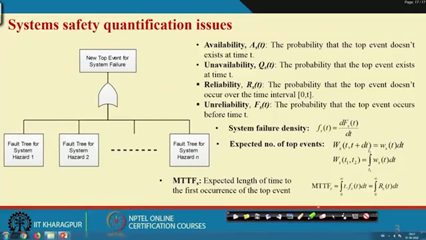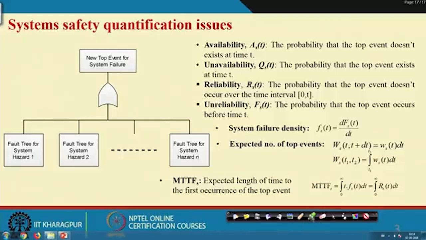Now, let us spend some time on the issues that are important for system safety quantification. If you recall the fault tree, different kinds of hazards, alone or in combination with different events, lead to the top event. The top event is basically a system level event. If the top event occurs, it means system level failure occurs. There could be more than one top event, in which case the quantification will be different, but we are assuming one top event at a time, and in that sense we are quantifying the system safety.